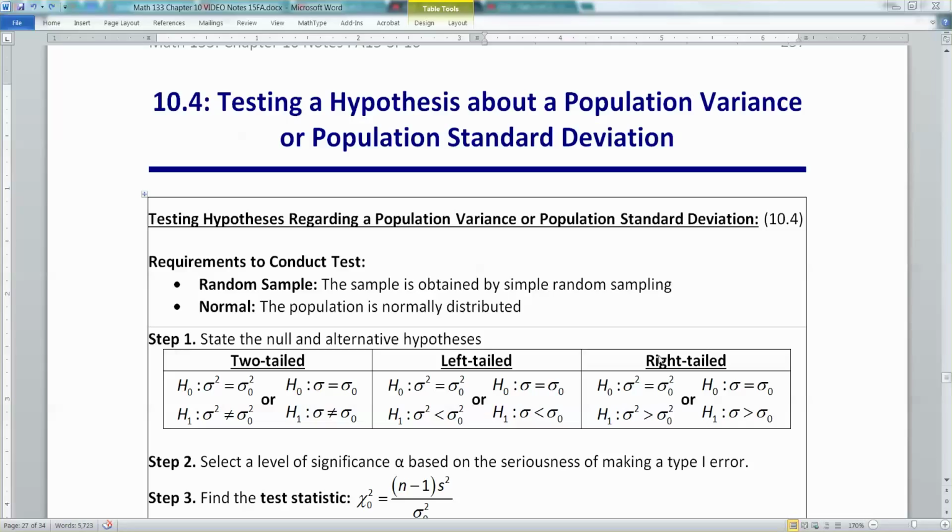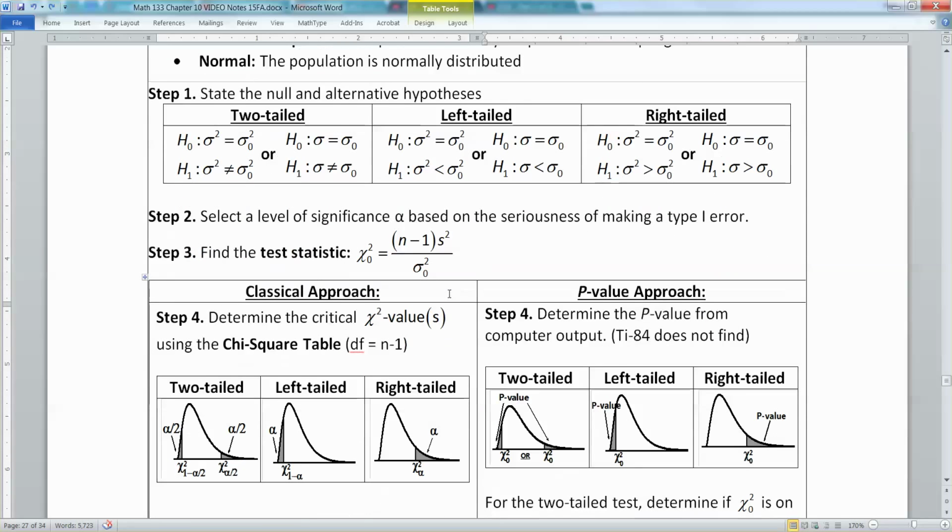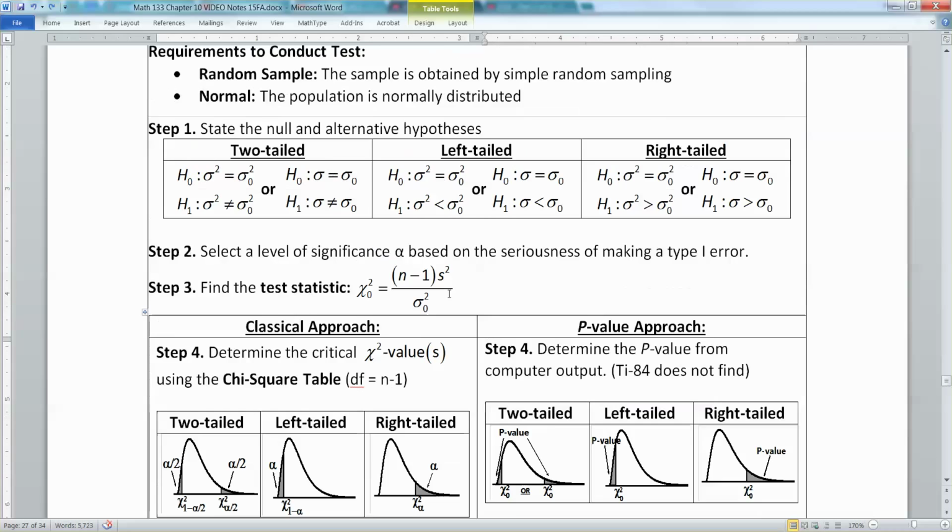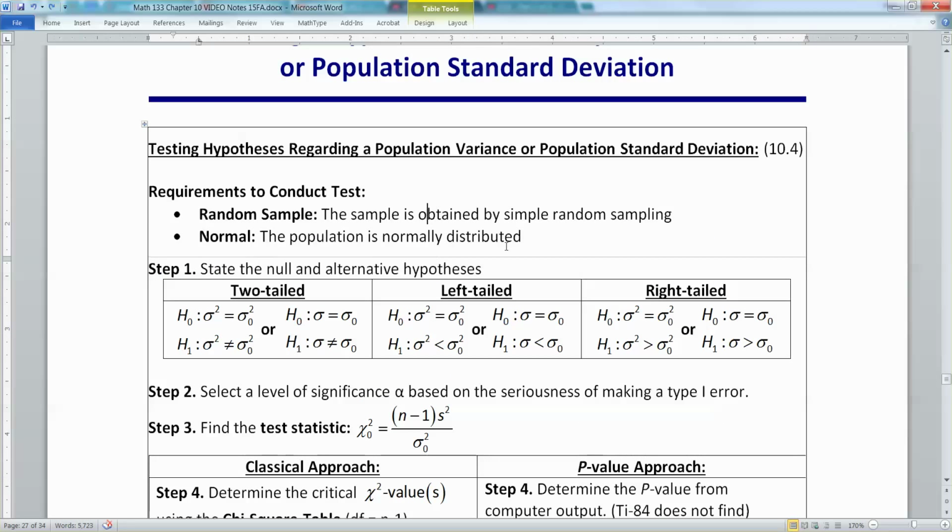Now that we know how to conduct tests for population proportions, that was section 10.2, and population means, which is 10.3, we have to do the same thing but for population variance and standard deviation. Now I say the same thing, but this test actually has some significant differences. I mean, it's still a 6-step process, but there are a few things that are quite a bit different from the other tests.